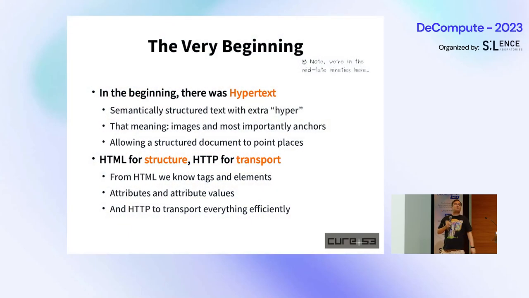So, let's talk about the very beginning. And note, we're right now in the mid-90s. In the beginning, there was hypertext. And hypertext sounds amazing, and it totally is amazing. It's effectively structured text with a little bit of hyper added to it. And when we're talking about hyper, we're talking about anchors, we're talking about images, potentially animations, animated GIFs, and maybe videos or other objects that we embed from other places, like Java applets and these kinds of things.